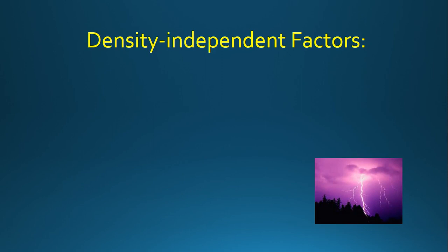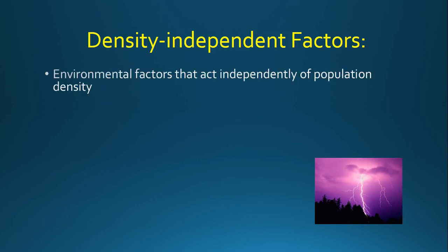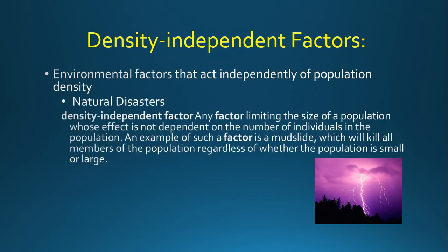But then we also have these mortality factors that might be density independent. These are environmental factors that act independently of population density. So things like natural disasters that come through. A density independent factor can be any factor that limits the size of a population whose effect is not dependent on the number of individuals in that population. Maybe a mudslide that kills everybody on the slope, or a flood in a river that washes out all of the young of the year and most of the adults. Those can be independent factors.